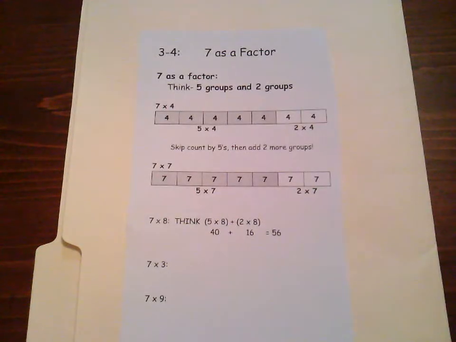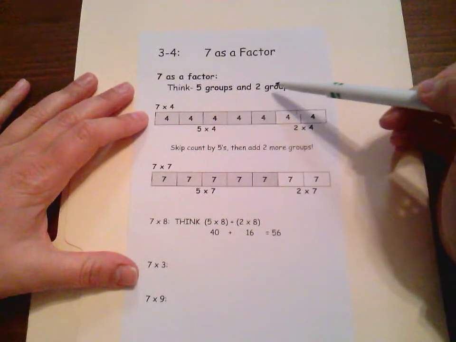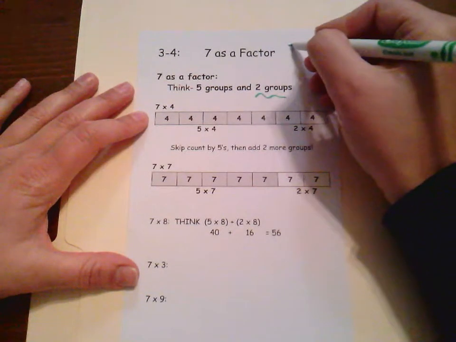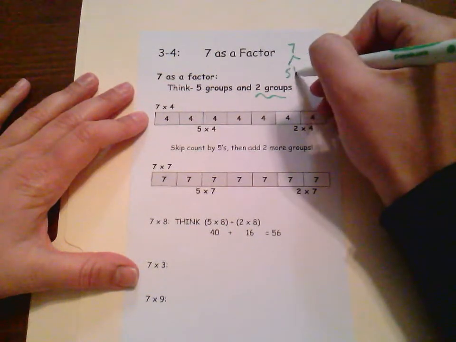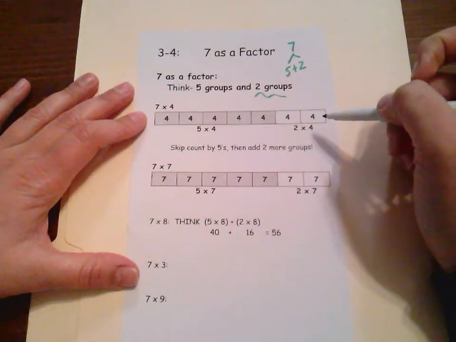In this lesson, we are going to be looking at 7 as a factor. And it has a very, very similar strategy. But instead of thinking of 5 groups plus 1 group, we actually are going to have 5 groups plus 2 groups, because that 7 can be thought of as a 5 plus a 2. So let's take a look at what that would look like visually.